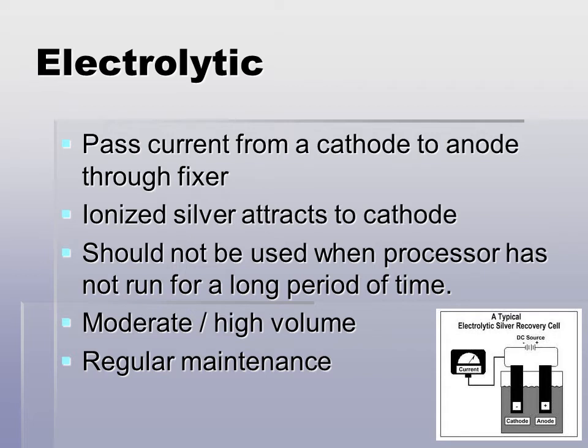Electrolytic. Pass current from cathode to anode through the fixer. Ionized silver attracts to the cathode. It should not be used when the processor has not run for a long period of time, and it is used with moderate and high volume systems, and it does need regular maintenance as well.